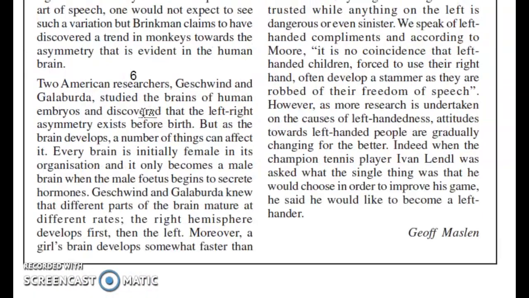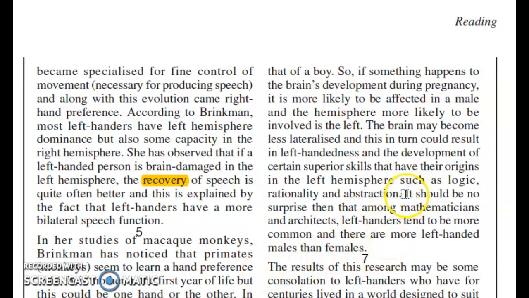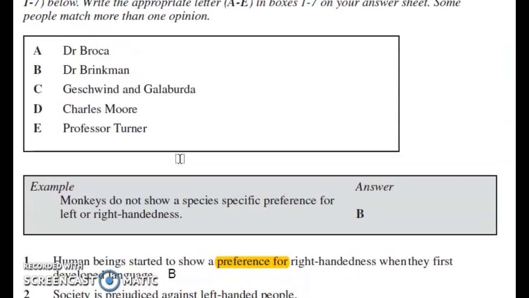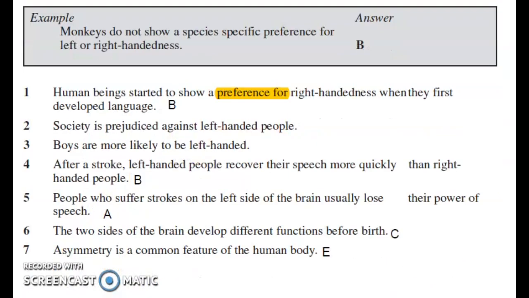So let's continue reading. And here I found one more opinion from the same writers. It should be no surprise then that among mathematicians and architects, left-handers tend to be more common, and there are more left-handed males than females. More left-handed males than females. Let's find out in the questions if there is any comparison or... Yes, third, boys are more likely to be left-handed. So our answer would be C.